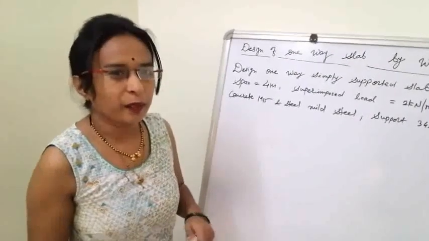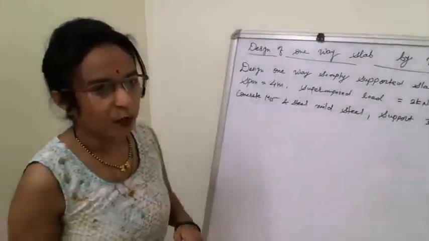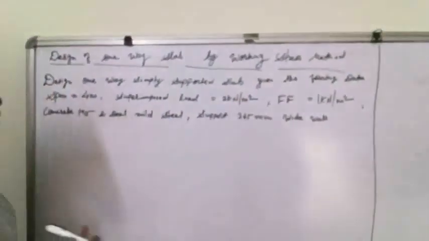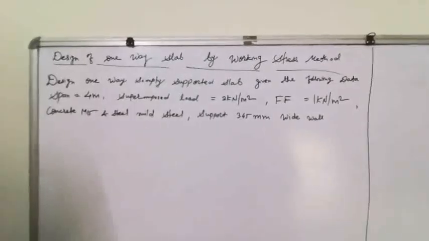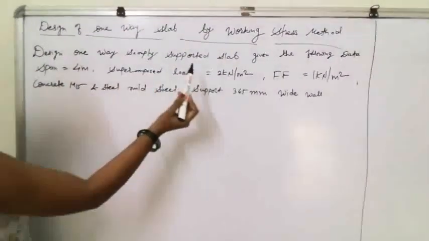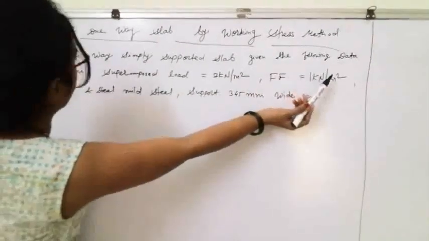Hello students, let's start with our lecture number 5, design of one-way slab by working stress method. We will solve one numerical today. Let's see what the numerical is. Design a one-way simply supported slab given the following data.